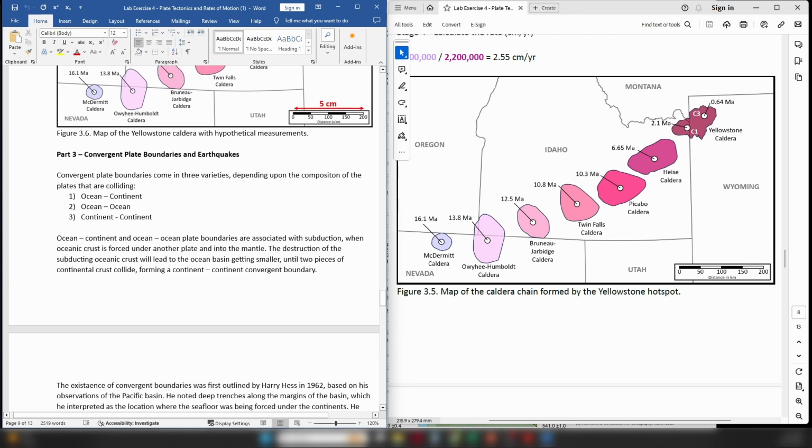Okay, so now we're going to move on to part 3 of the lab exercise, and this is going to deal with convergent plate boundaries and how we use earthquakes to investigate the processes that are taking place at them.